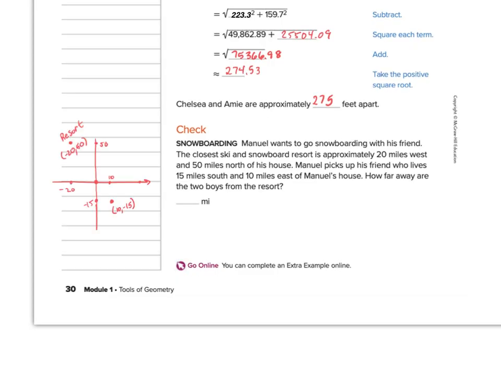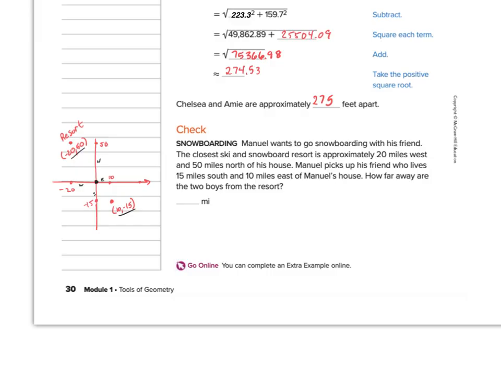Okay, so drawing a quick picture. If we think of it as they described it, Manuel lives at the origin, and then we talk about the resort is west. We could say that is west, we could say this is north, so we came up with an ordered pair. Then his friend lives south and east, which would be south and east.